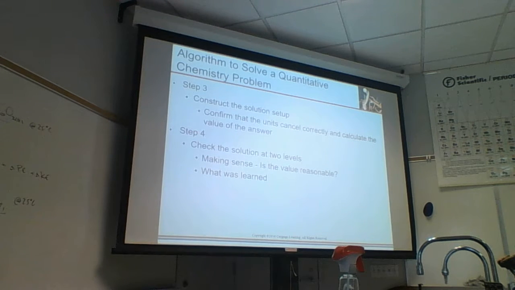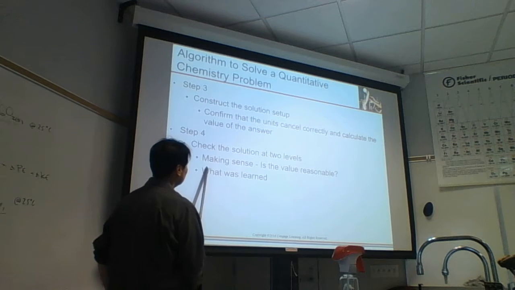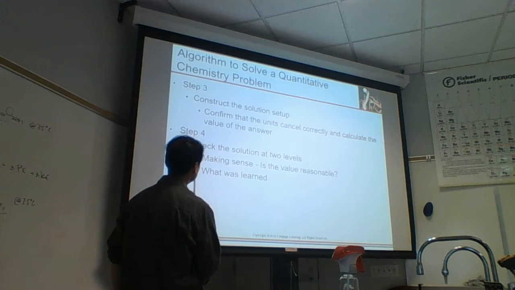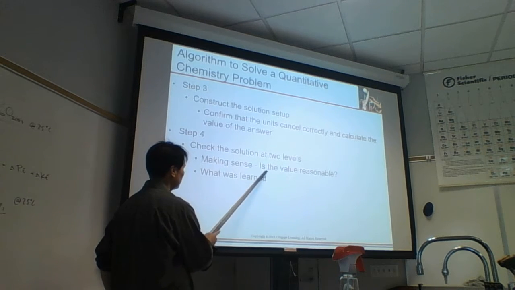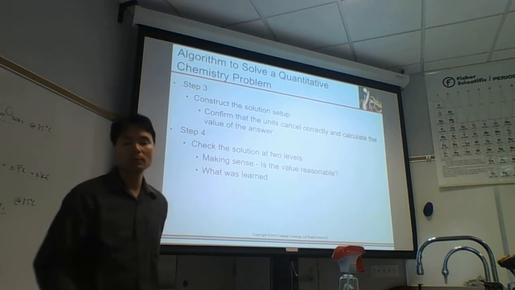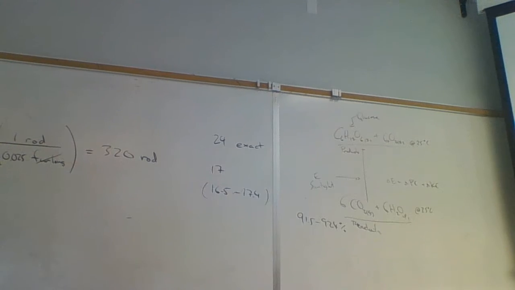Step 3 is kind of make a map of where you want to go. And sometimes we skip that. Sometimes we don't have a map, we just go. Step 4, check the solution at 2 levels. Does it make sense? Is the value reasonable? What was learned? And so that's the dimensional analysis approach to problem solving using conversion factors.